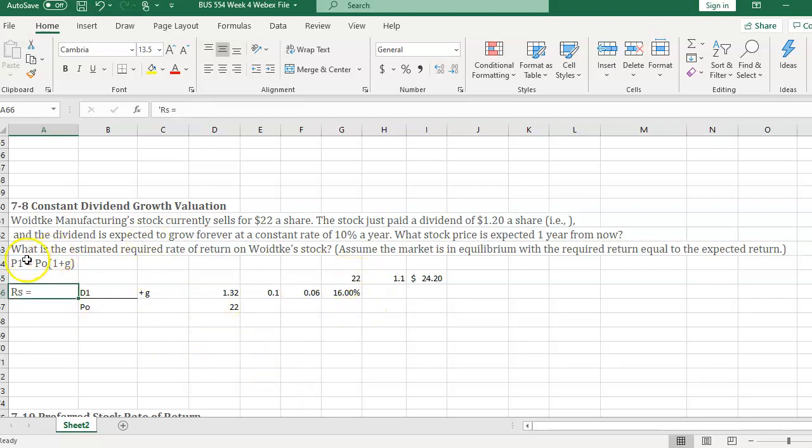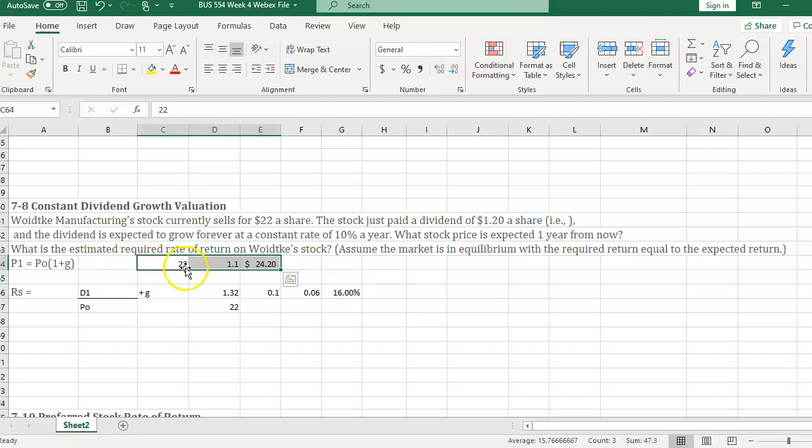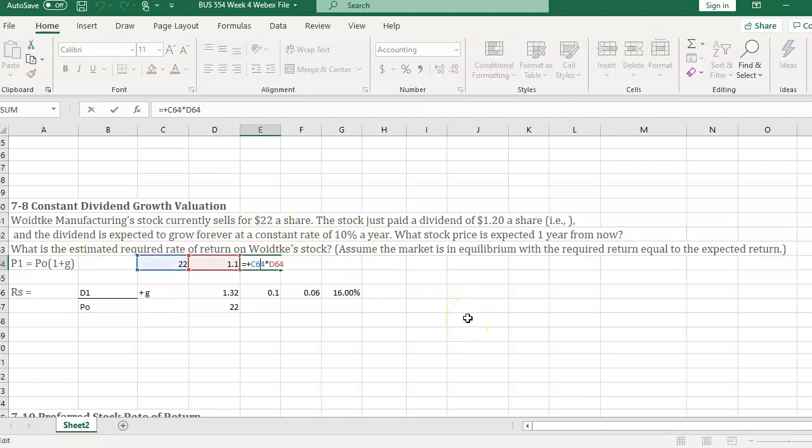So this formula here is P0 times 1 plus G. So the numbers for that one are just right here. The P0 is 22. Then I multiply that by 1 plus G, and G is 10%. So I just multiply and I get the answer.